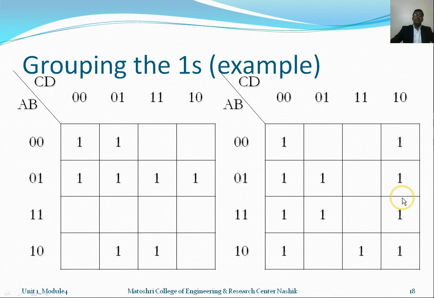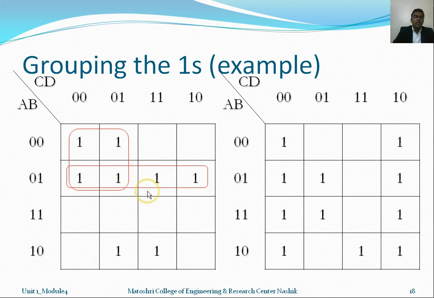In the case of the 16 cell K-map, see the first example here. These 4 ones are adjacent to each other, so this 4-ones grouping is possible, as well as this 4 ones are also adjacent to each other, so this 4 grouping is also available. So we are making the first quad, this is the second quad, and what about these two ones? These ones are adjacent to each other, so we are making a pair of them. So two quads and a single pair.